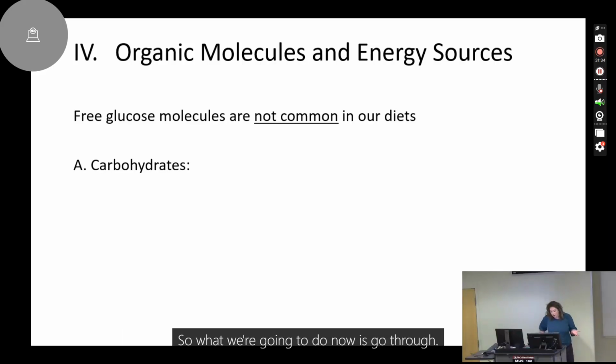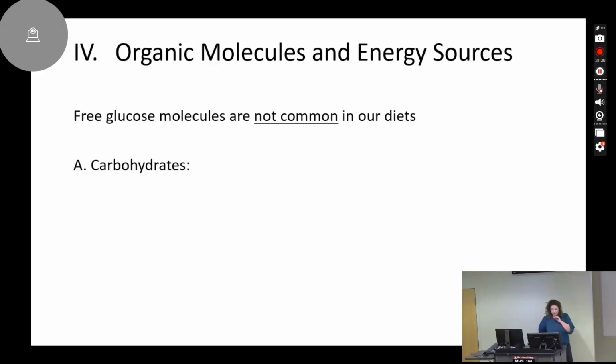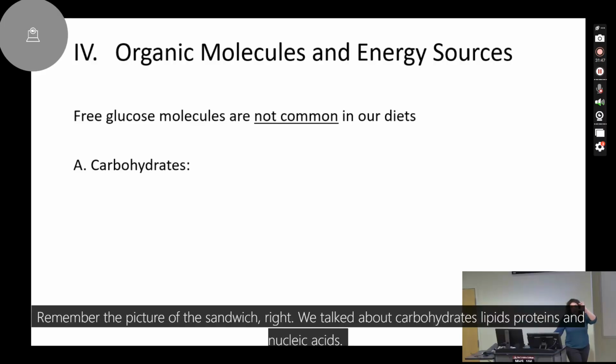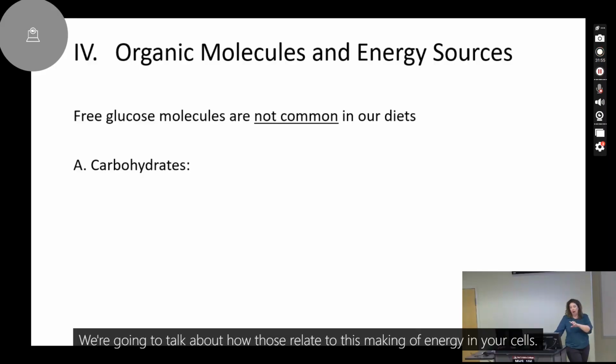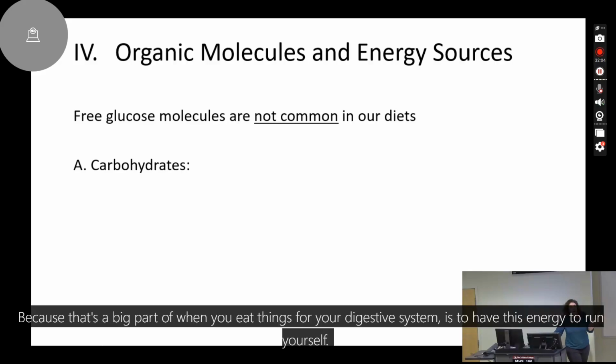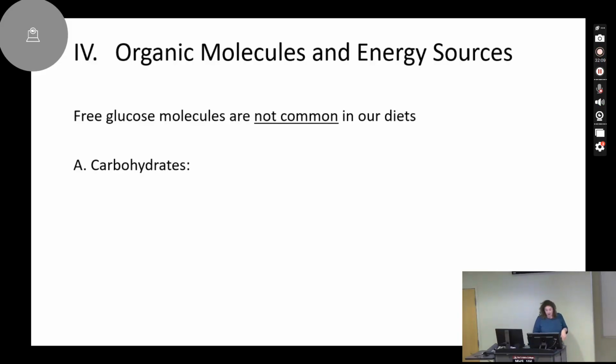So what we're going to do now is go through a few of, way back from first exam, your biological macromolecules, those things that we ate. Remember the picture of the sandwich, right? We talked about carbohydrates, lipids, proteins, and nucleic acids. We're going to talk about how those relate to this making of energy in your cells, because that's a big part of why you eat things, for your digestive system, is to have this energy to run your cells.